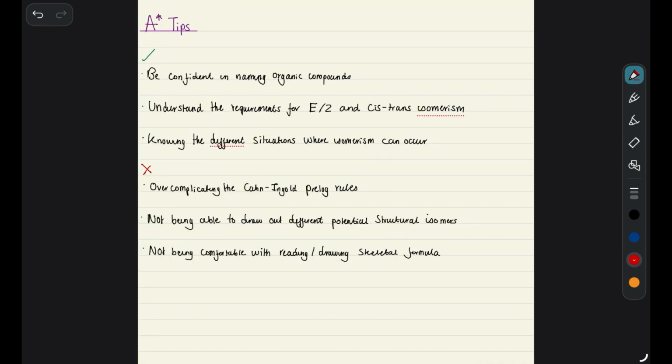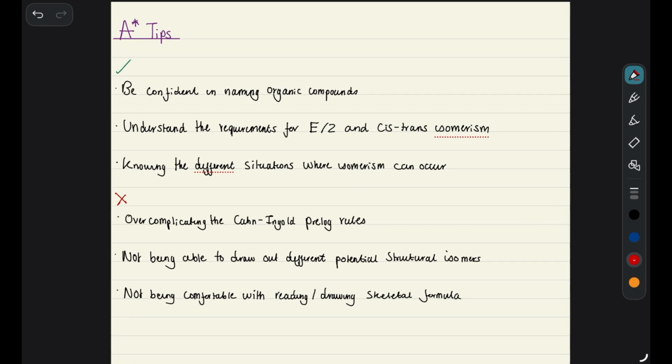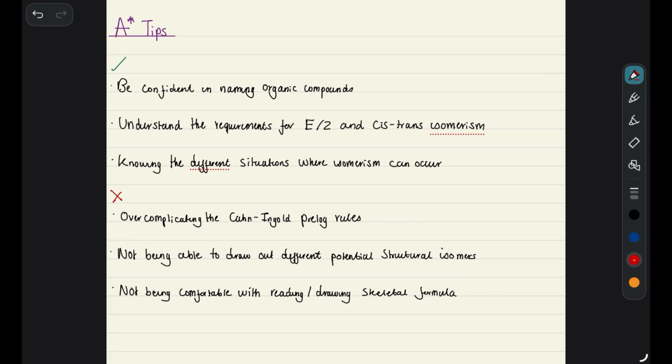Okay, definitely a bit of a shorter topic, but one that is very useful to know. In terms of what you want to be doing in this topic, definitely naming compounds is going to be a massive strength. Understanding the requirements for EZ and cis-trans as well, not really the Cahn-Ingold-Prelog rules, more about the restriction of the rotation, and then also having different groups of atoms on each of the carbons in the double bond. And then just knowing the different situations where isomerism can occur. I'm talking about structural isomerism in terms of your chain isomers, your positional ones, your functional group ones. I know I did mess it up at the start of the video, but yeah.